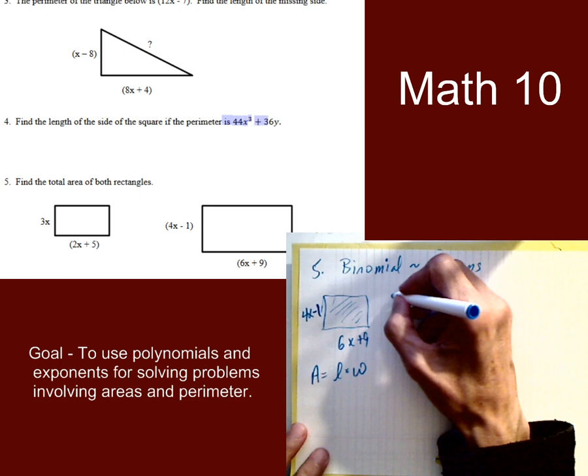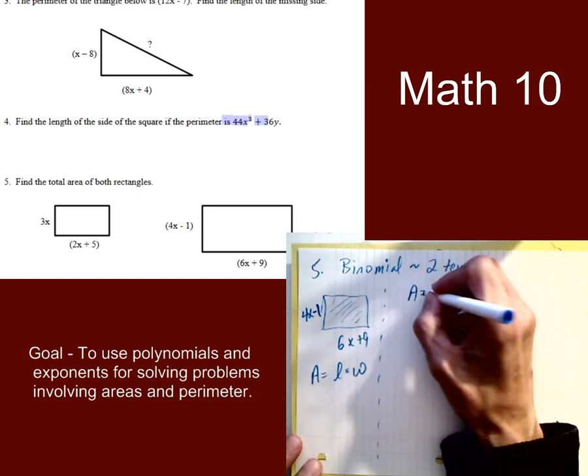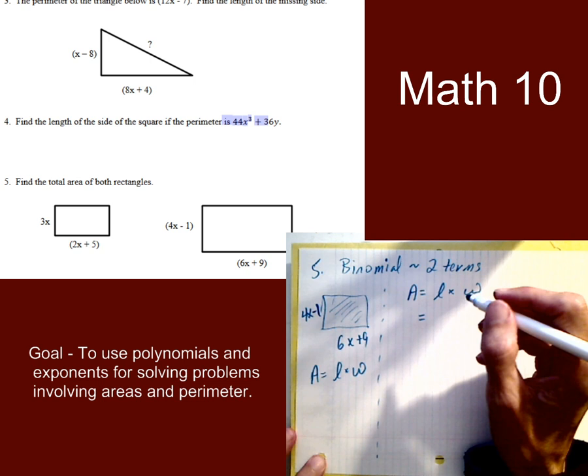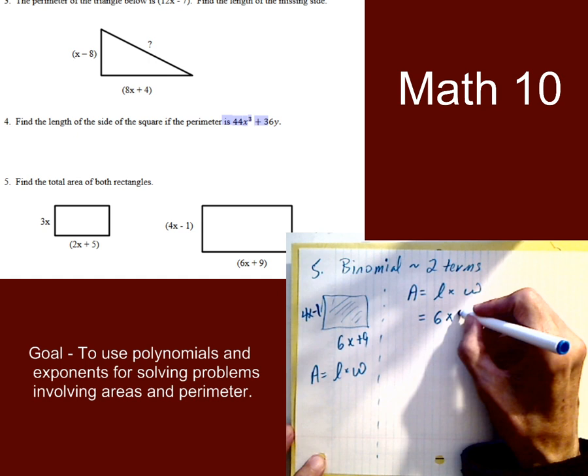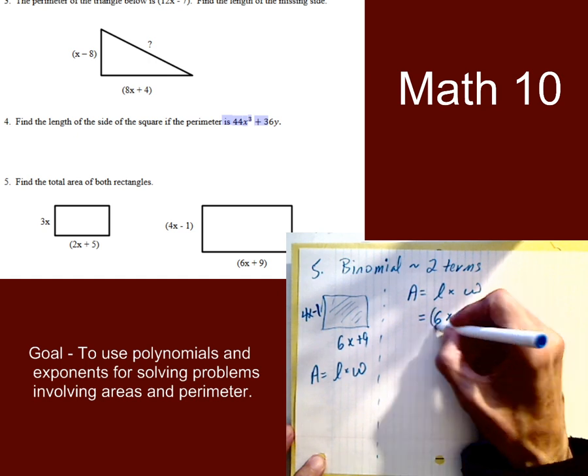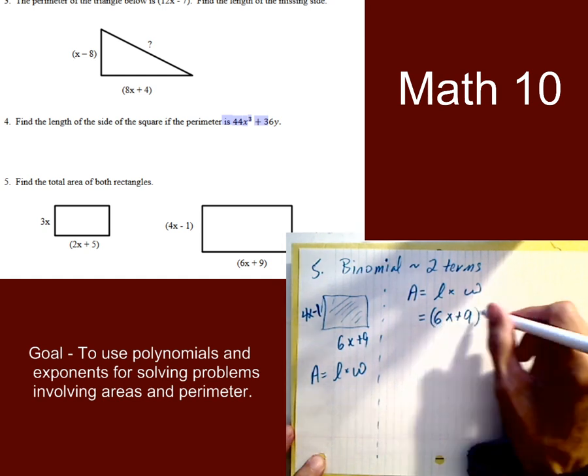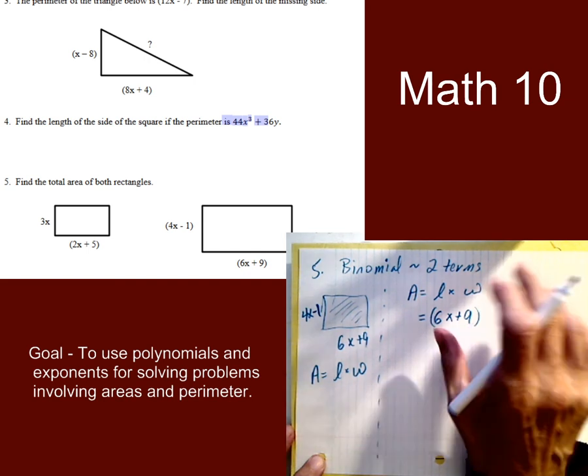Okay, so A is equal to length times the width there. The length, 6x plus 9. Now, what's special is that, just like in the picture there, it's in a set of brackets, because those pieces are actually belonging together. Without the brackets, they're starting to go their own separate ways. So the bracket shows that they're connected.